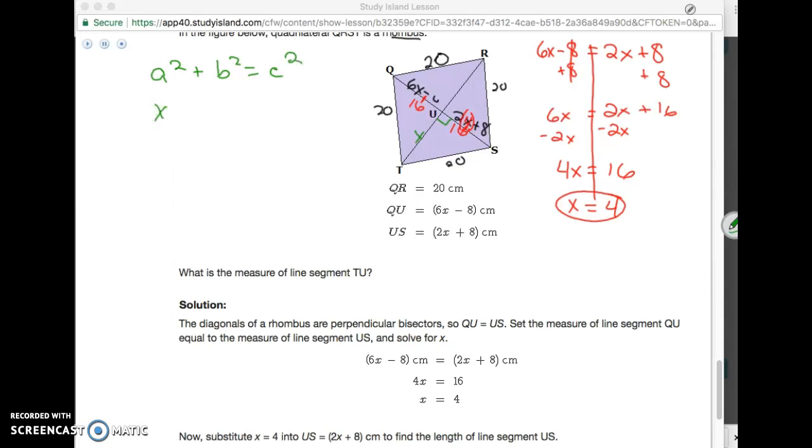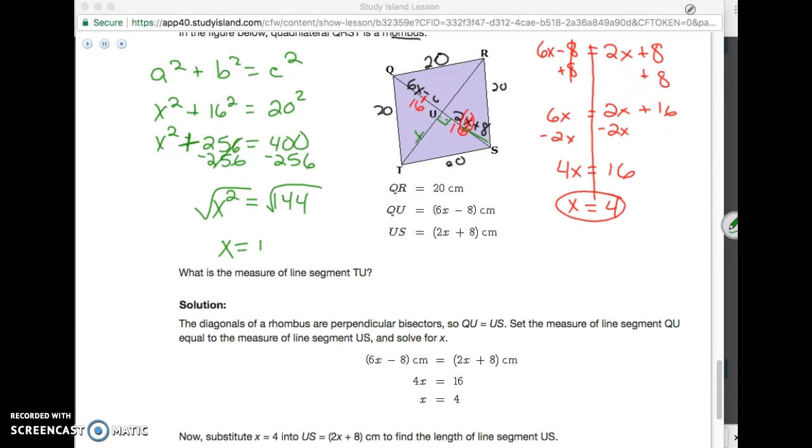So one of the legs is x, the other one is 16, so x squared plus 16 squared equals 20 squared. So remember, we want to square, that's a plus. We want to square our numbers first. 16 squared is 256. We'll subtract 256 from both sides. So x squared equals 144. Take the square root of both sides. So here, this x, this part of our rhombus is 12.